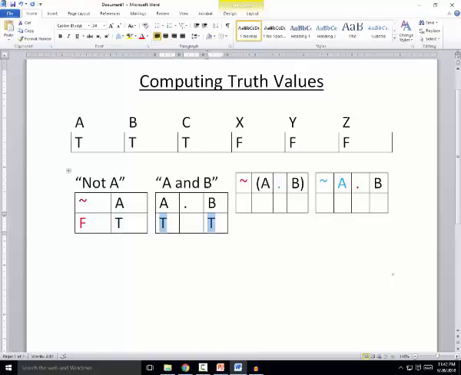Then we refer to those values when we compute the value of the dot. Since both sides are true, we write down that it's true. In these cases, we had only one operator. In the next two cases, there's more than one operator. And when we have more than one operator, we have to know which one gets done first.